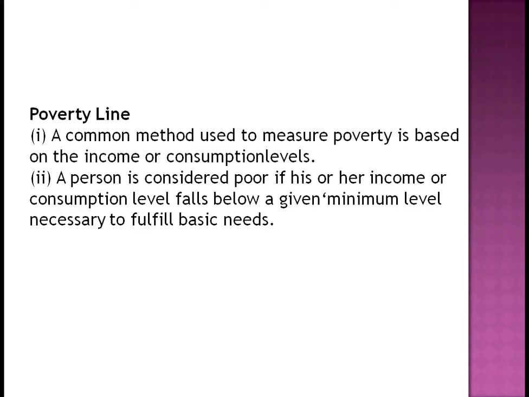Next, what is the poverty line? A common method used to measure poverty is based on income and consumption level. A person is considered poor if his or her income or consumption level falls below the particular minimum level necessary to fulfill the basic needs. So what is that level? We are going to see that.